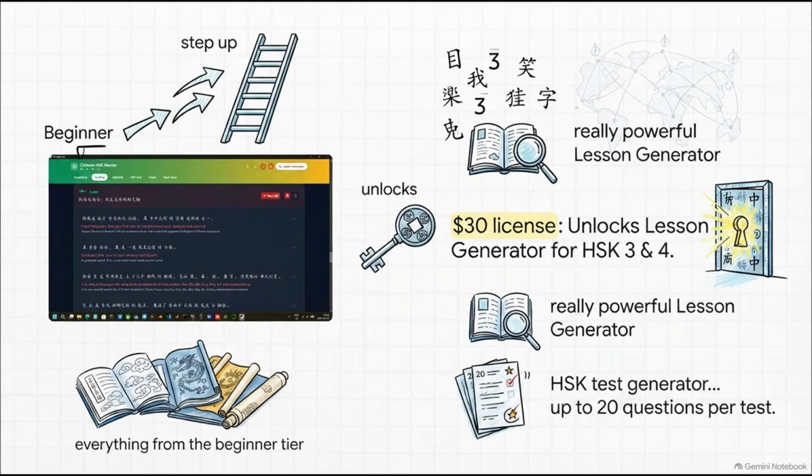This upgrade gives you everything from the beginner tier, but it also unlocks the really powerful lesson generator for HSK levels 3 and 4 at medium lengths. Plus, it gives you access to the HSK test generator for those intermediate levels, generating up to 20 questions per test. If you're pushing past the basics, this $30 tier pretty much has your name written all over it.